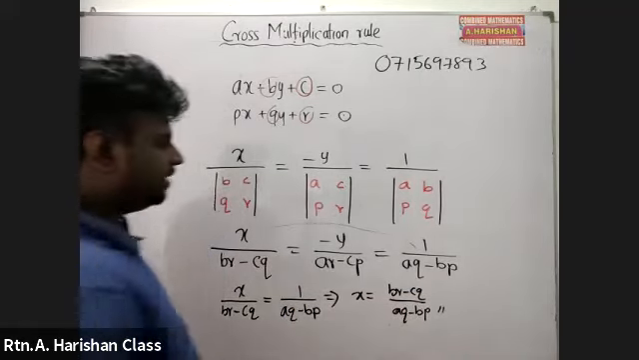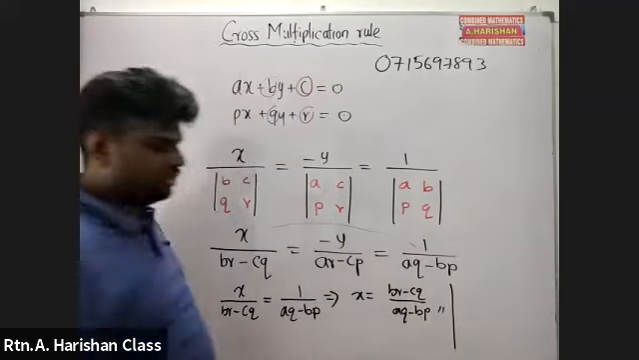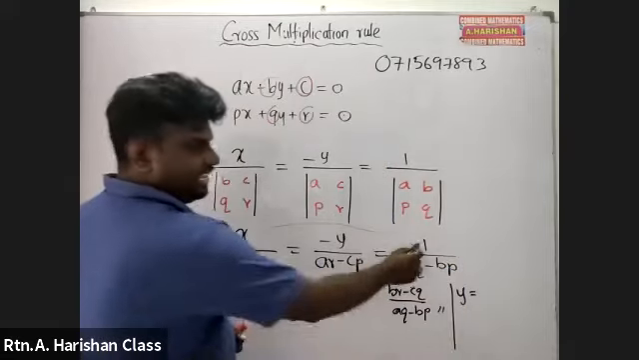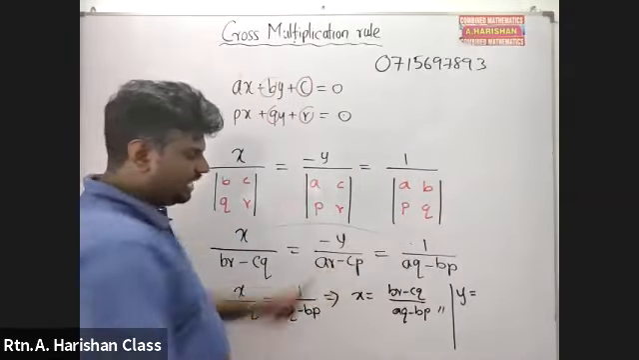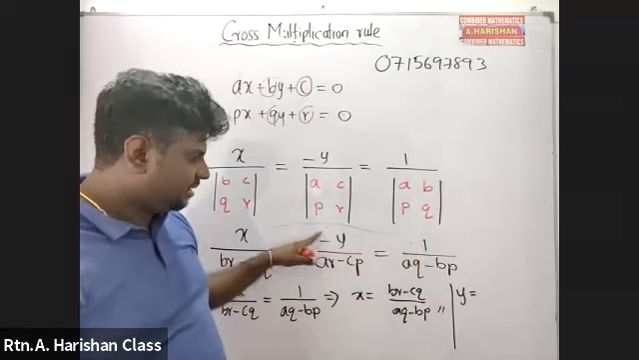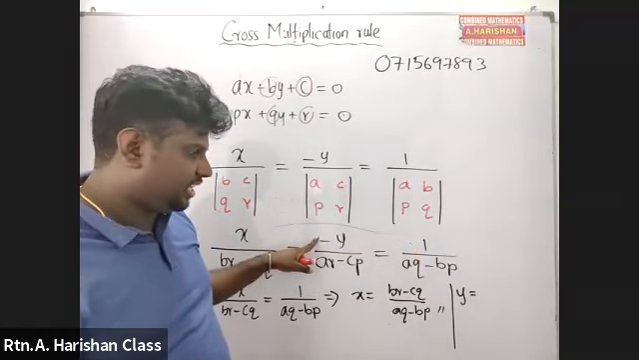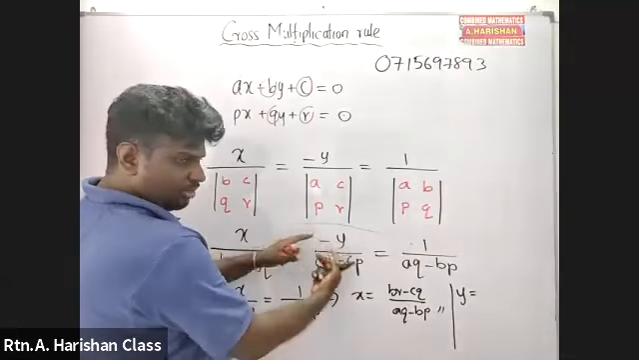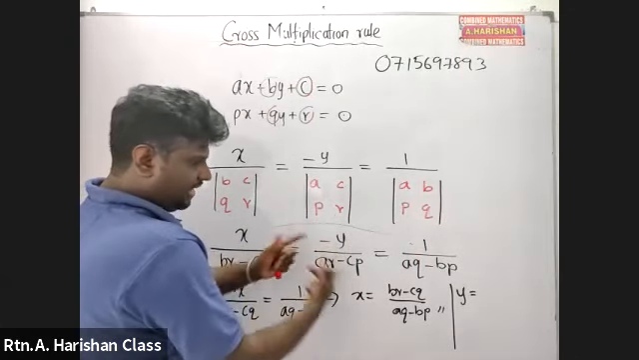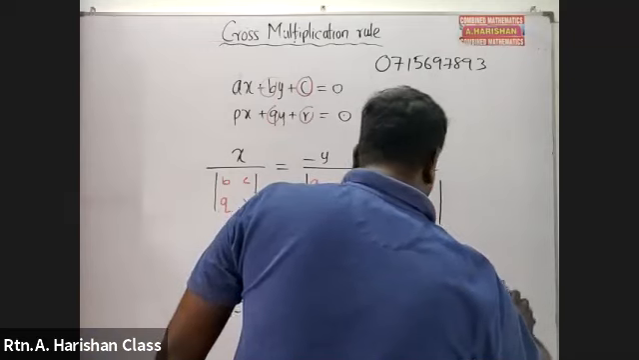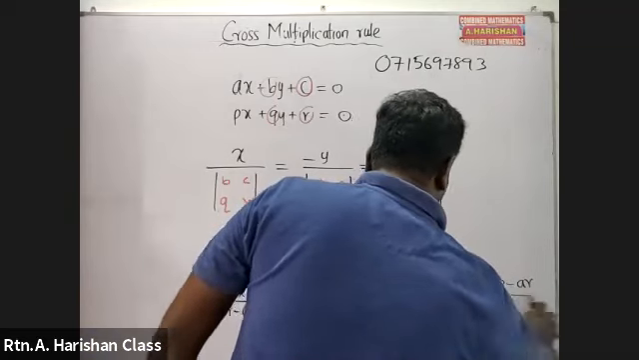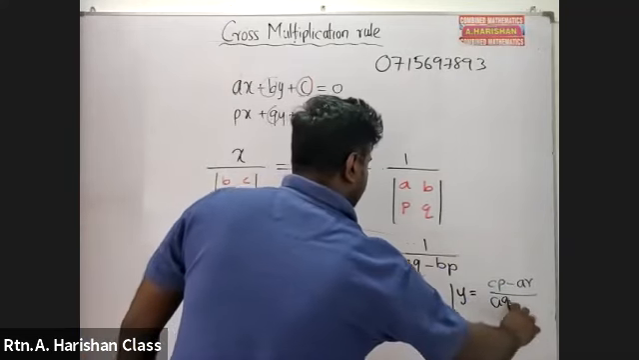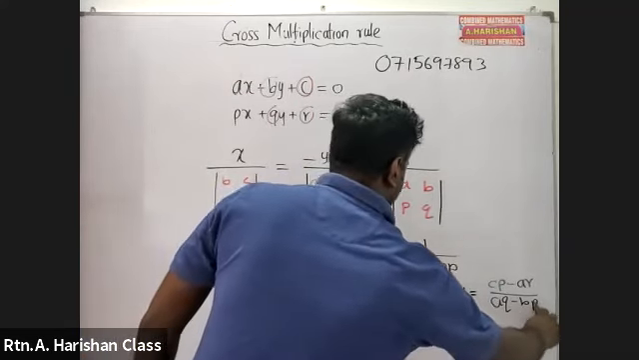So tell me what will be the y. So I'll write y equals, here by taking this. Shall I cross multiply? Yes, but that will be minus y. So what I'm going to do, I change this because I have to eliminate the y. So I write CP minus AR over AQ minus B. That's it.